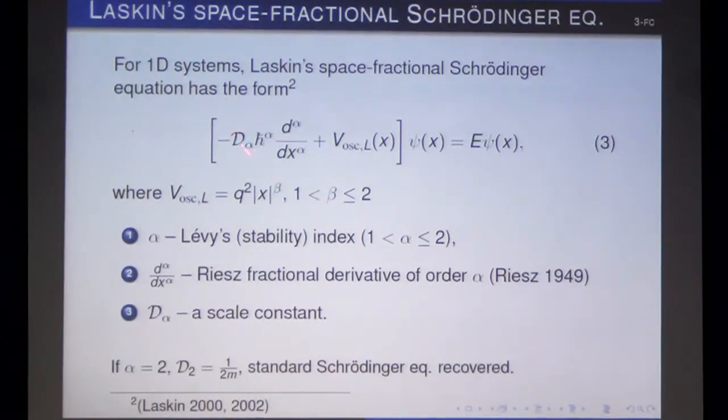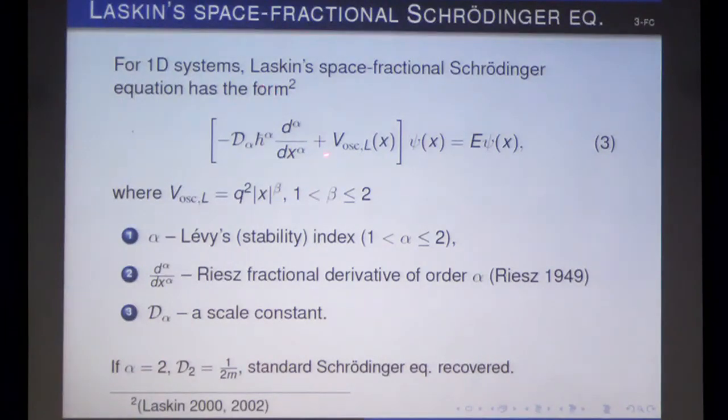And this D alpha is a scale constant, which is sort of a diffusion constant, let's say. And the form of the oscillator potential was of this type, modulus of x to the beta, so only for beta equal 2 was it actually the oscillator. This is a coupling constant. So in some sense, Laskin's Schrödinger equation is a two-parameter equation, alpha and beta.